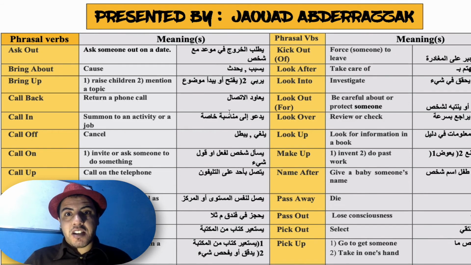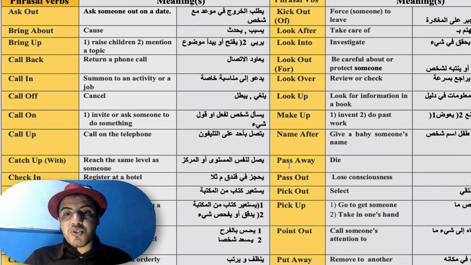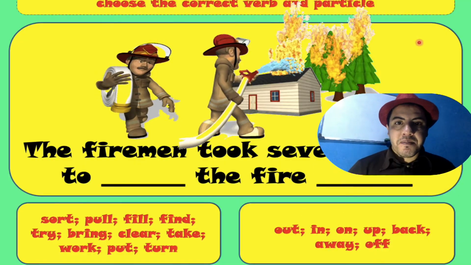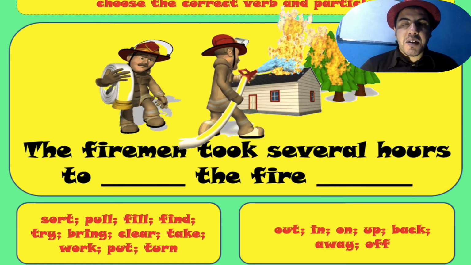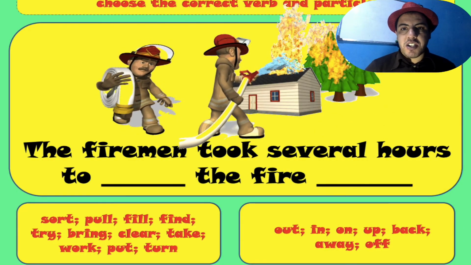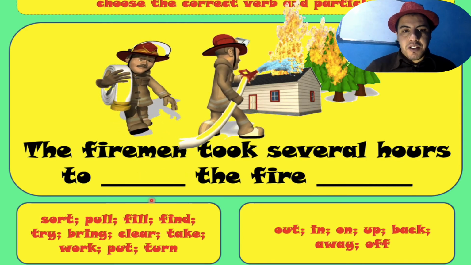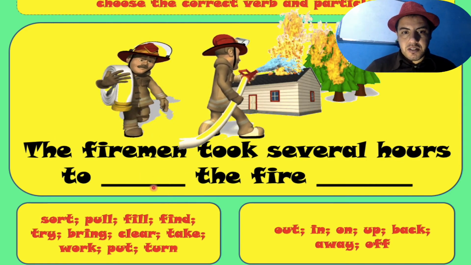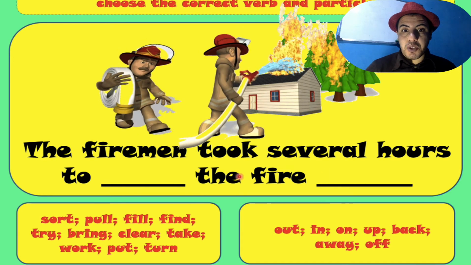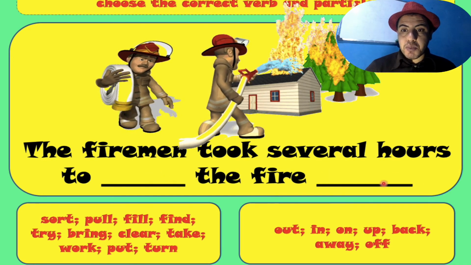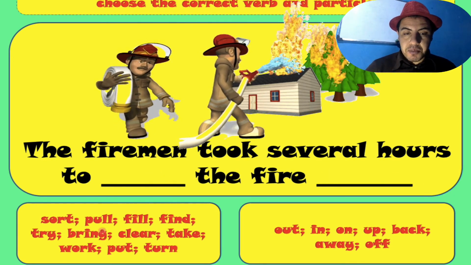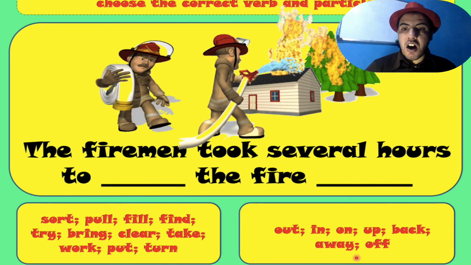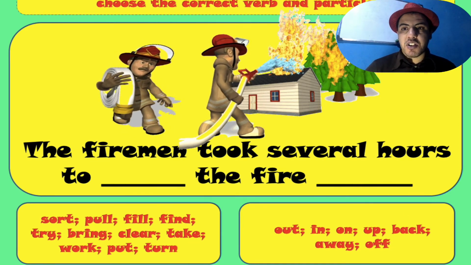Right? Okay, that's great. So now let's move to some practice. Let's try to do some exercises. Here we have some exercises. You need to fill in these blanks with the verb and the particle. So please, here are the verbs, and here are the particles. Let's start with the first one.